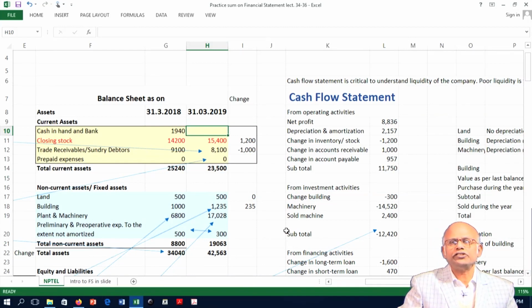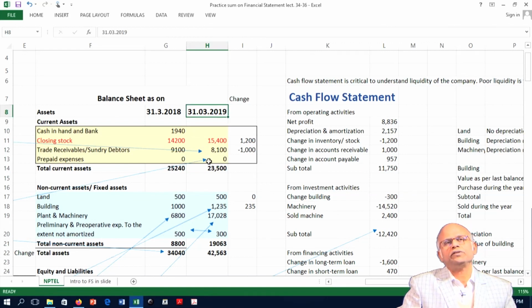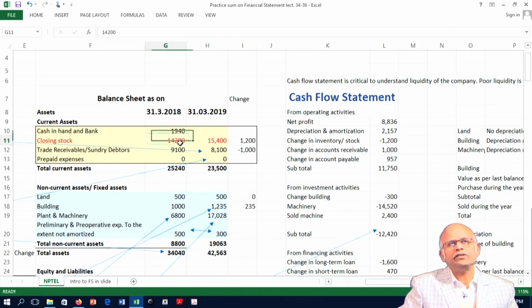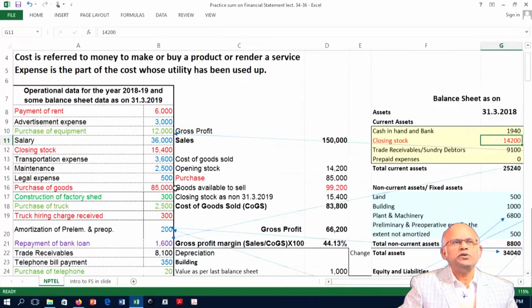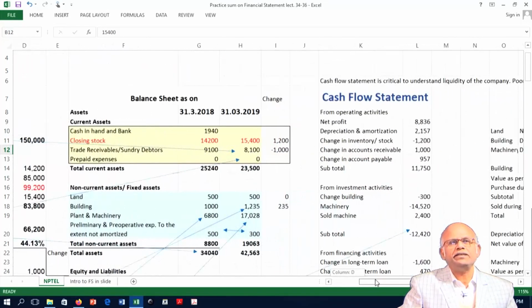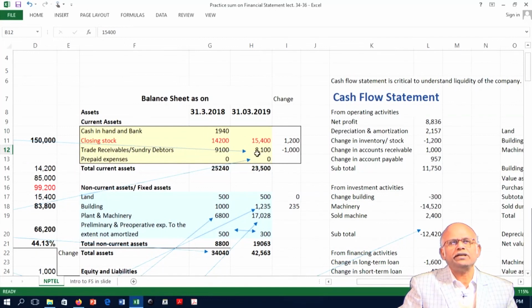So, what is closing stock? Closing stock is not the previous year's closing stock, it is this year, the current year, meaning the stock value as on 30/3/2019. This was the value as on 30/3/2018, and this is 30/3/2019. So, how much is that? You visit here, closing stock is given as 15,400. So, pick up that data by making a formula, make a connection.